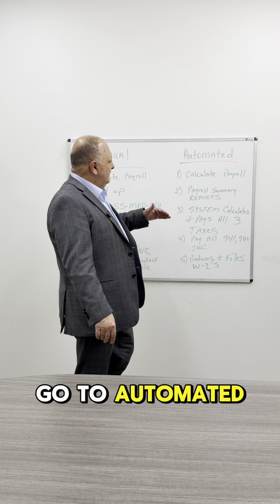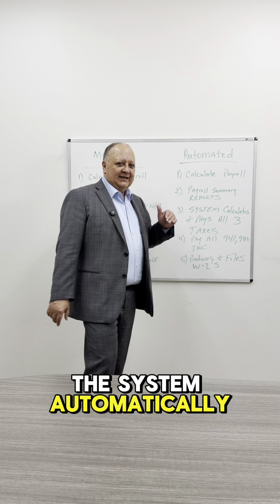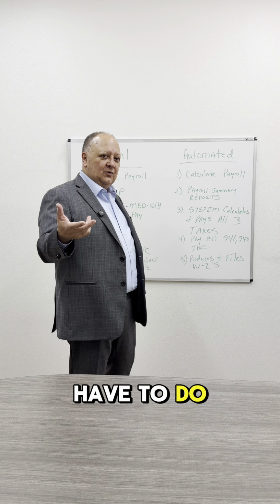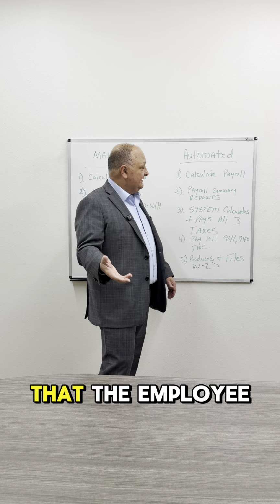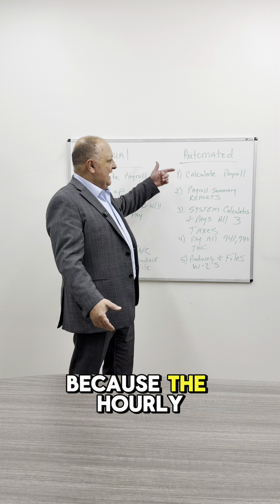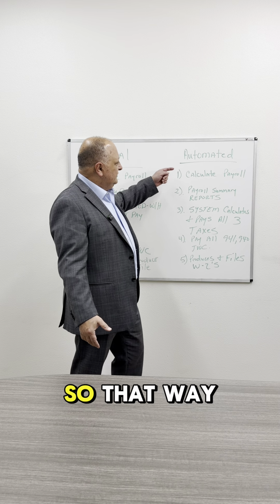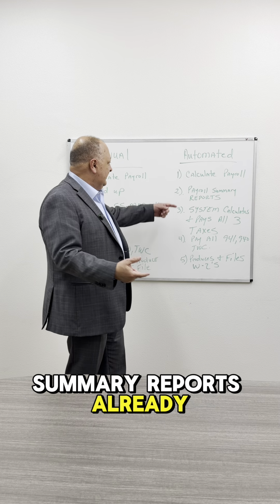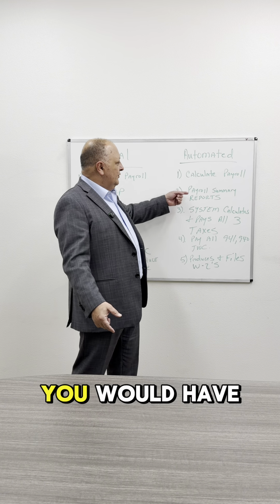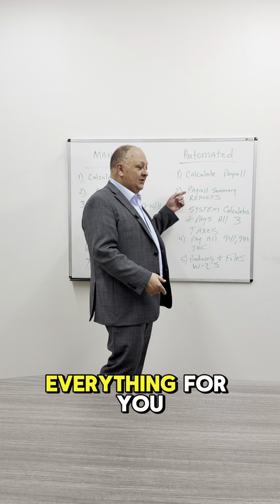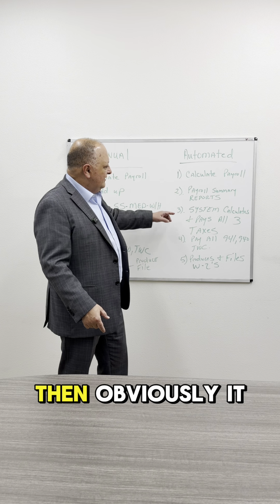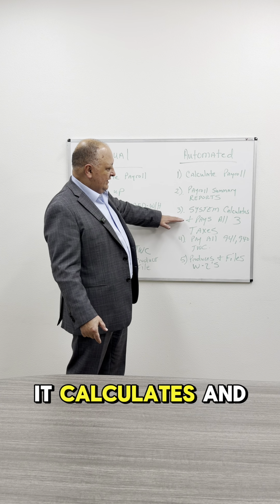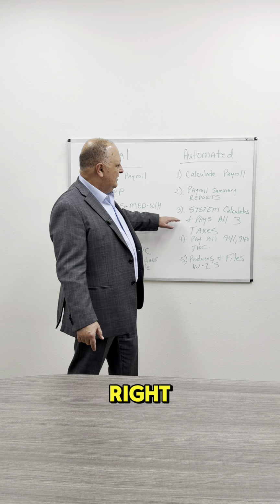Now, if you go to automated, the system automatically calculates that payroll. All you really have to do is input the actual hours that the employee is working because the hourly rates are already included in there. So that way it'll calculate the payroll. Then you get summary reports already. Instead of having an Excel and printing it out, you would have these payroll summary reports that are calculating everything for you. Then obviously it calculates and then it pays all the taxes.